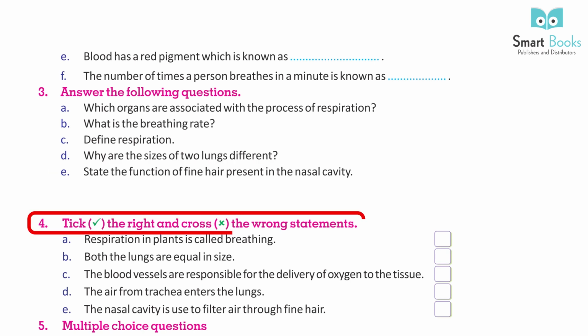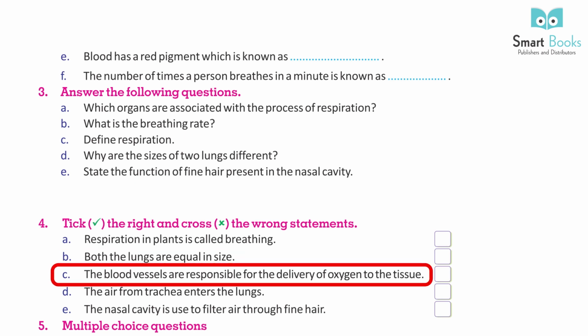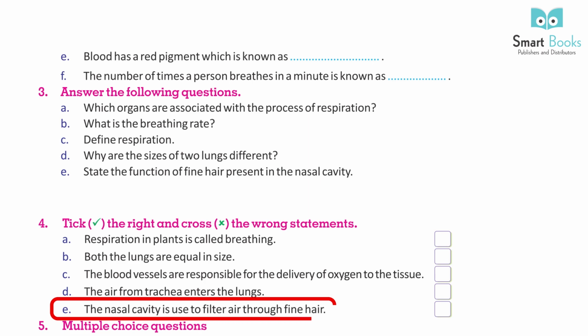4. Tick the right and cross the wrong statements. A. Respiration in plants is called breathing. B. Both the lungs are equal in size. C. The blood vessels are responsible for the delivery of oxygen to the tissue. D. The air from trachea enters the lung. E. The nasal cavity is used to filter air through fine hair.